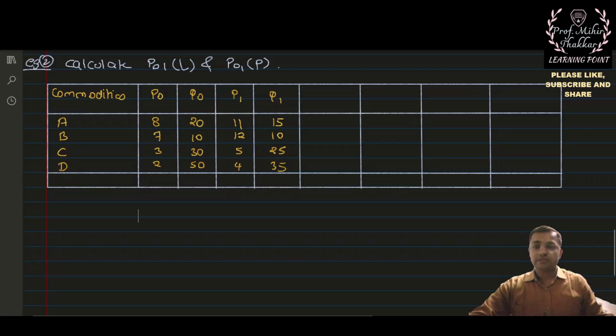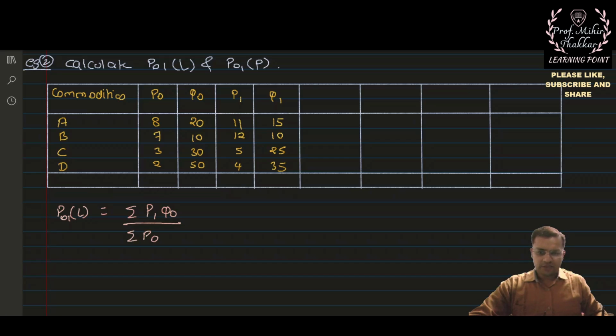Again the question is same. We have to calculate the Laspeyres index number and the purchase index number. Once again my friends, the Laspeyres index number P01L is given by a very easy formula, summation of P1 into Q0 divided by summation P0 into Q0 multiplied by 100.